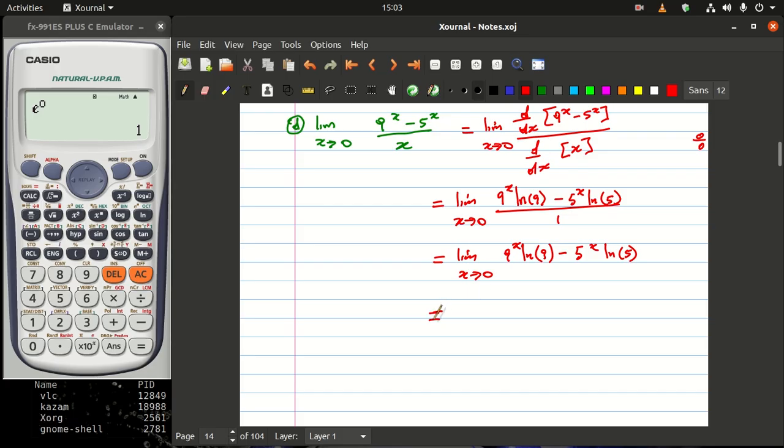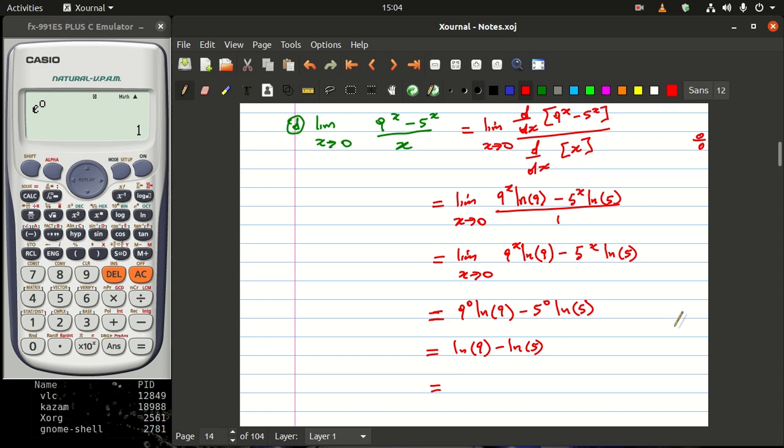So when we are plugging in, we drop the limit unless otherwise we are getting a 0 over 0 or a number over 0, whereby we know what we need to do. So here I'm plugging in a 0. I will get 9 to the power 0 times ln of 9 minus 5 to the power 0 times the natural log of 5. Of course, 9 to the power 0 is 1. 1 times ln of 9 is just ln of 9 minus, and then here is the same, 5 to the power 0 is 1, and then 1 times ln of 5 is just going to be ln of 5, because that's what is happening.